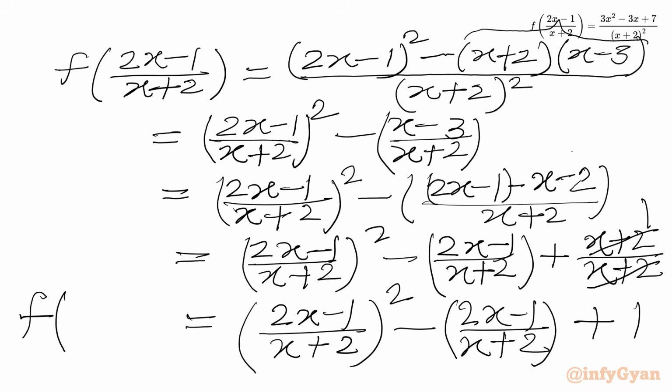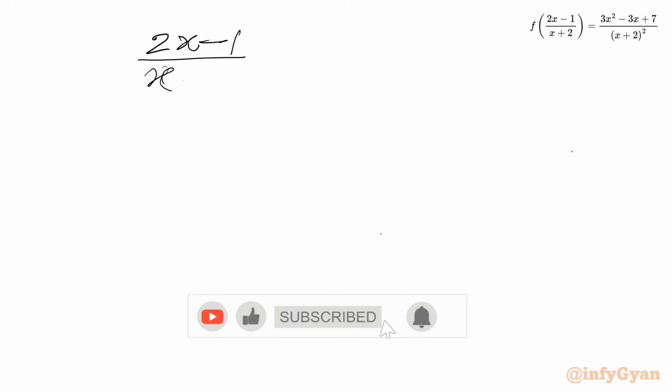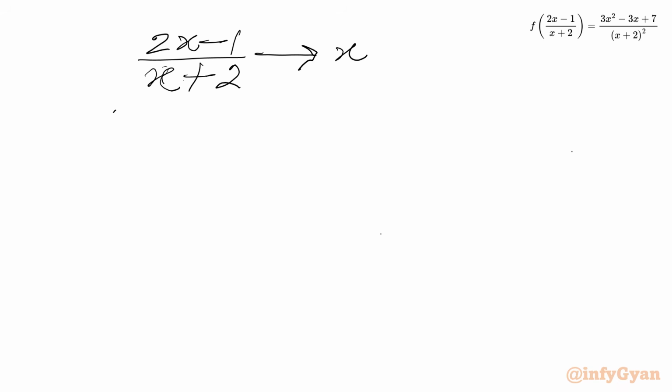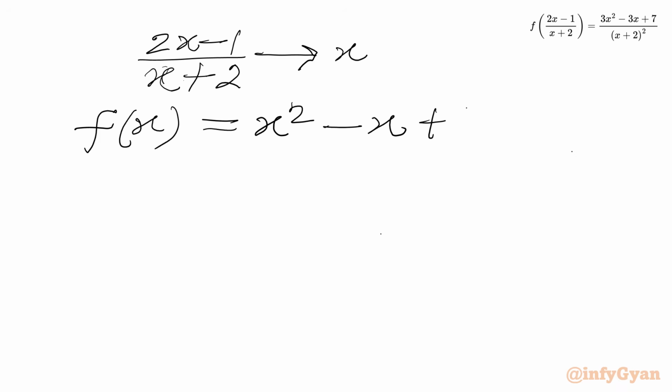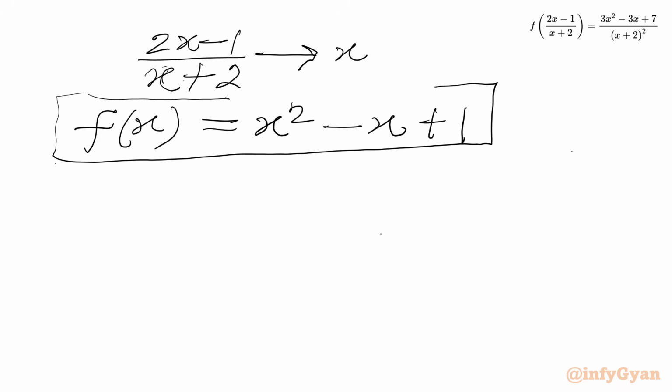Left hand side we have f of (2x - 1)/(x + 2). Now we can replace our variable (2x - 1)/(x + 2) by x. So if it is replaced with x, then we will get f of x. In the right hand side, we will get x² - x + 1. So our answer is f(x) should be x² - x + 1.